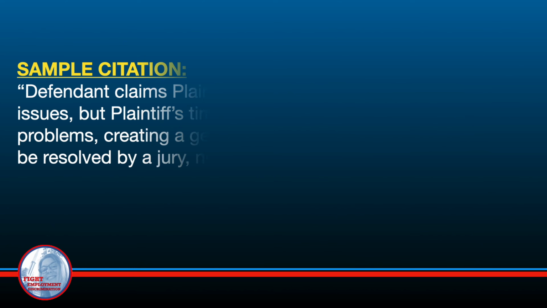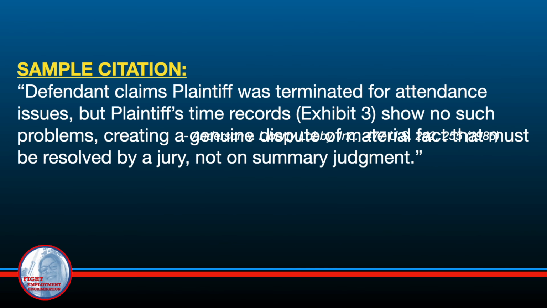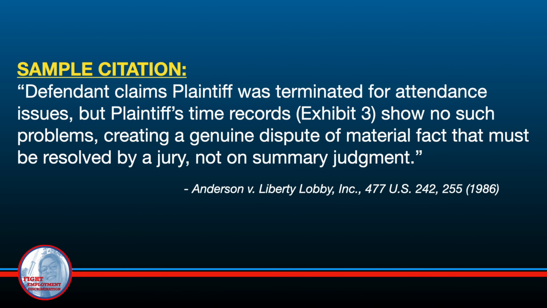So what we're trying to accomplish in our opposition is mostly to find those genuine disputes of material fact and point them out with evidence. So if your employer says they fired you because you were late, and you have records that show you weren't late, that's a genuine dispute of material fact that you definitely want to bring out in your opposition. And here's an example of what that looks like. The defendant claims plaintiff was terminated for attendance issues, but plaintiff's time records, Exhibit 3, show no such problems, creating a genuine dispute of material fact that must be resolved by a jury, not on summary judgment.